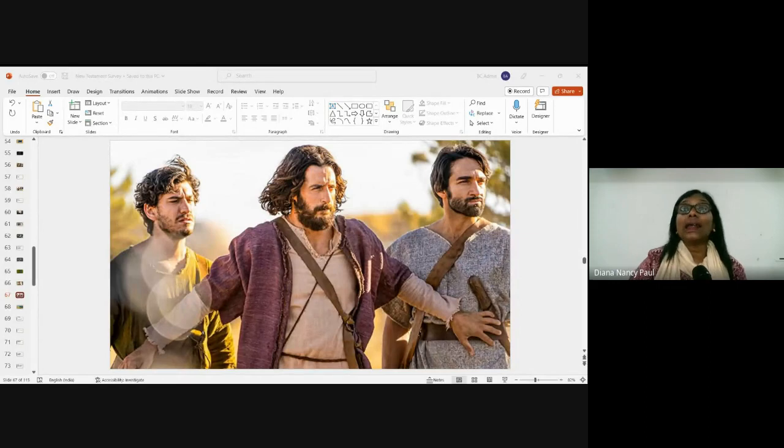So what was the reaction of James and John toward the Samaritans? They literally said, "Lord, do you want us to command?" I'm reading verse 54, okay? Here they say, "And when his disciples, James and John, saw this, they said, 'Lord, do you want us to command fire to come down from heaven and consume them, just as Elijah did?'"